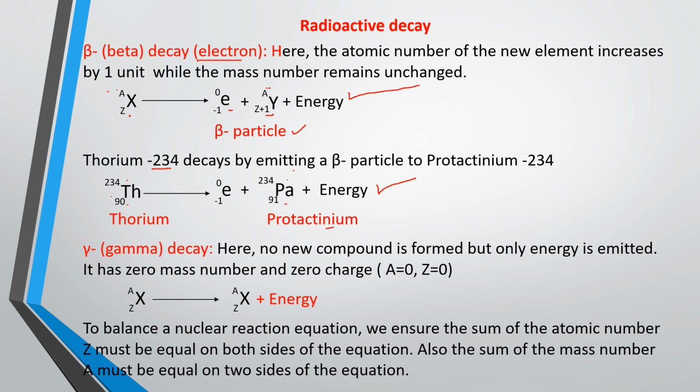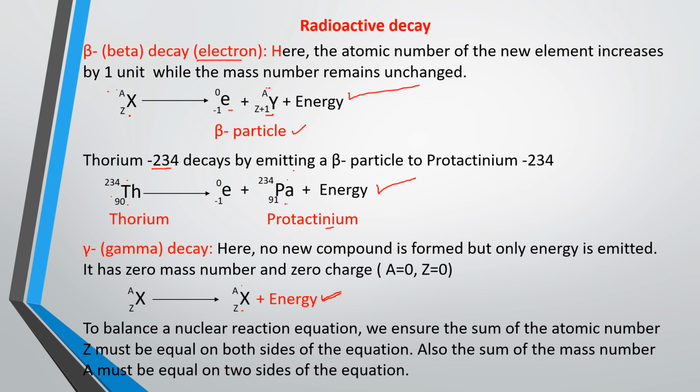Then the last type of decay is gamma decay. In gamma decay, no new compound is formed, but only energy is emitted. So the mass number and the atomic number remain the same. Nothing has changed. So this is an example of a gamma decay. Please take note of these various decays that take place in a radioactive element. And one thing you need to take note of: when you are balancing a nuclear reaction equation, you must ensure that the sum of the atomic number Z is equal on both sides of the equation. Also, the sum of the mass number A must be equal on both sides of the equation.